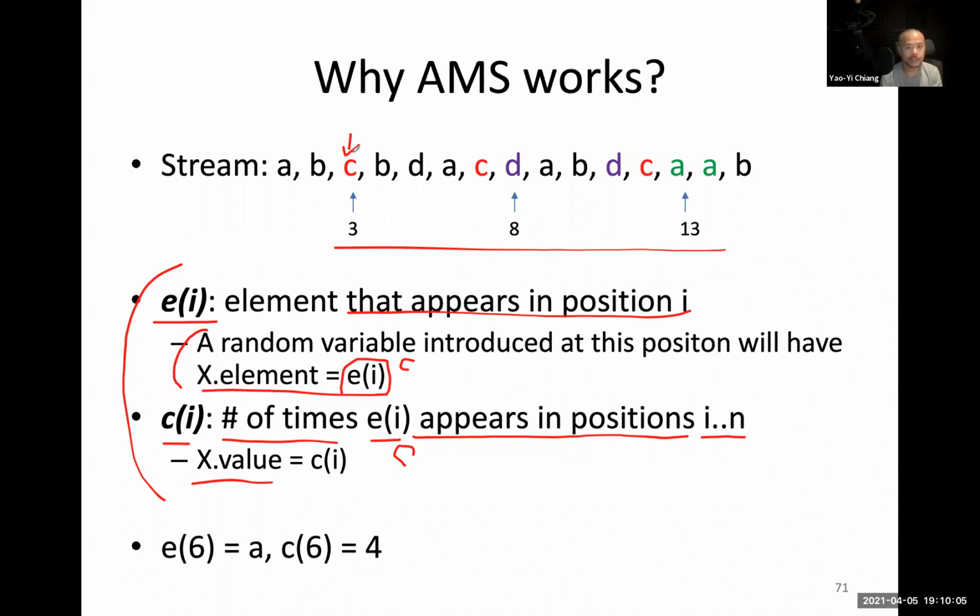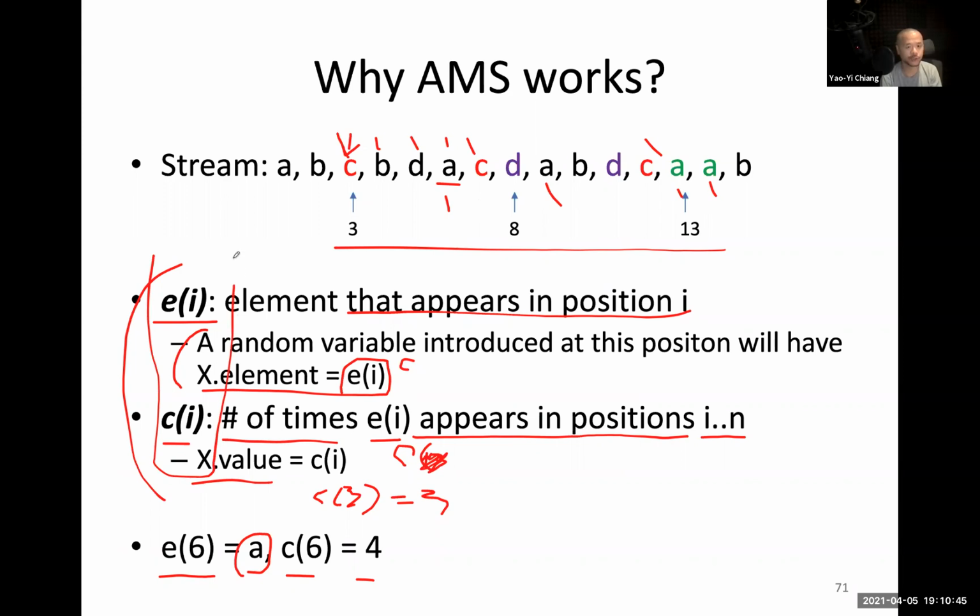If you look at C3, what will it be? 1, 2, 3, right? C3 equal to 3. So what will be E6? E6 is 3, 4, 5, 6. E6 will be A, right? The element is A. And C6 is 4. Why do we have 4? 1, 2, 3, 4. Cool. All right. So this is just some terminology that we are going to use on the next slide. So your element and your occurrence.